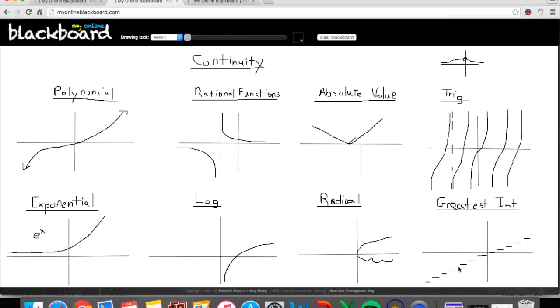It's discontinuous at every integer. At, for example, x equals 1. The greatest integer at x equals 1 is 1, but the limit does not exist because at 0.9999, the greatest integer is 0, but at 1.0001, the greatest integer is 1. So it's a jump discontinuity. The limit does not exist, but the value does. So those are examples of functions and their continuity.